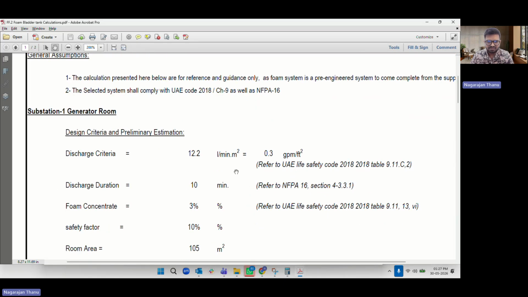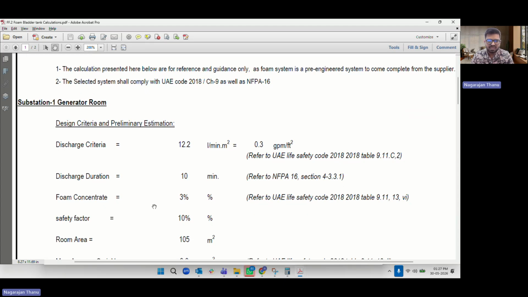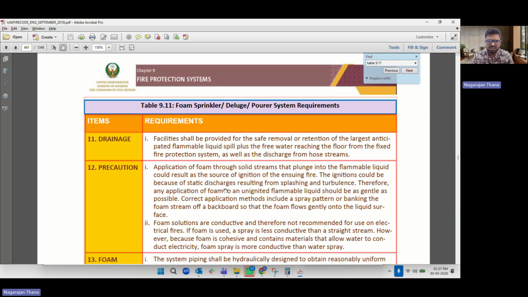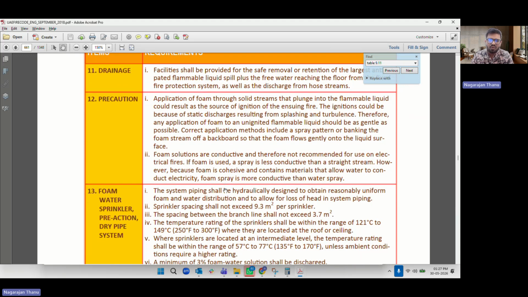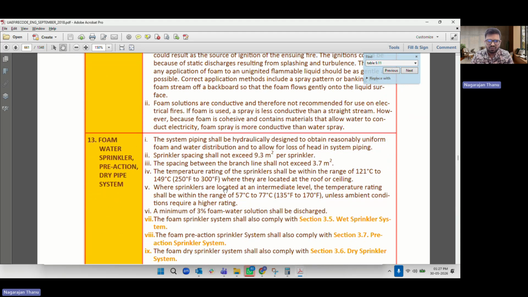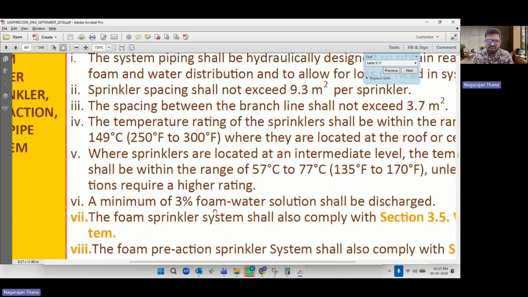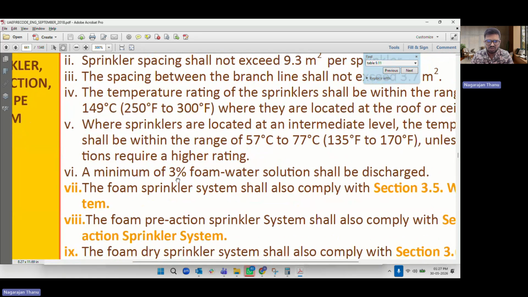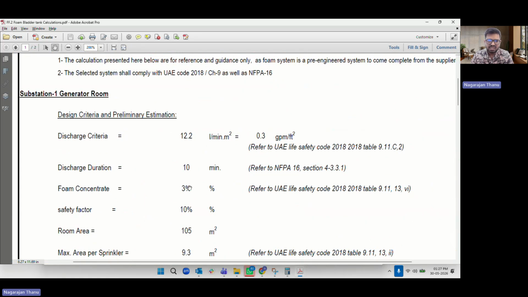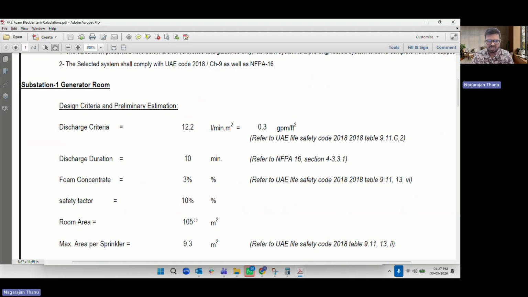We need to consider this per meter square. Discharge duration is 10 minutes, which I have taken from NFPA 16 section 4-3.3.1 that I have mentioned here. Then foam concentrate. How much foam concentrate we need to consider, because normally this is a mixture of foam and water. So the foam concentration we need to consider is minimum 3% as mentioned in the code. So I have taken 3%. Safety factor, normally I consider 10% safety, so I have mentioned here 10% safety. And the room protection area is 105 meters square that I have mentioned here.